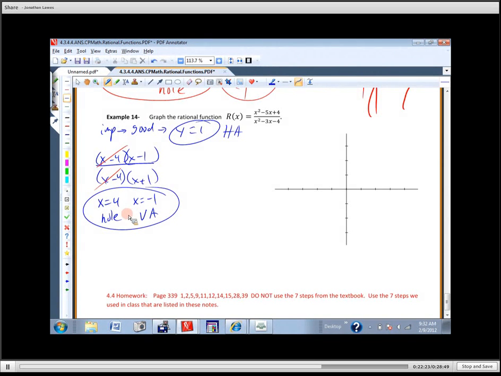The next thing we found was intercepts, x and y intercepts. The easiest one to find is the y-intercept, so let's plug in a 0. You can plug it into the simplified version, or you can plug it into the original one. It doesn't matter.